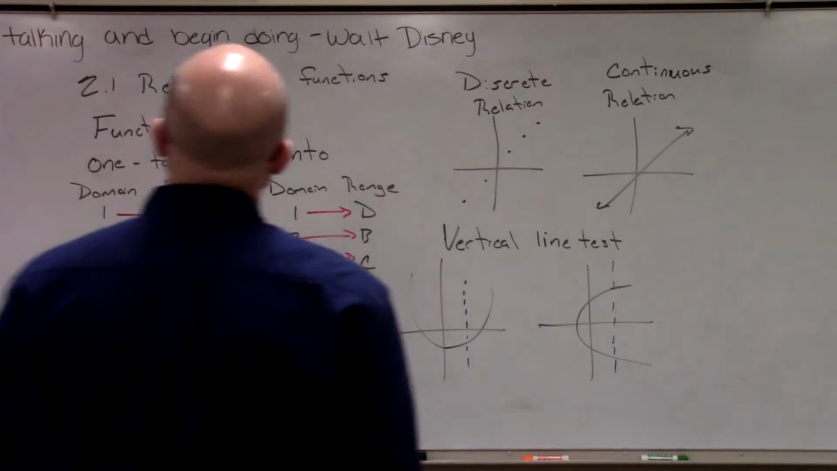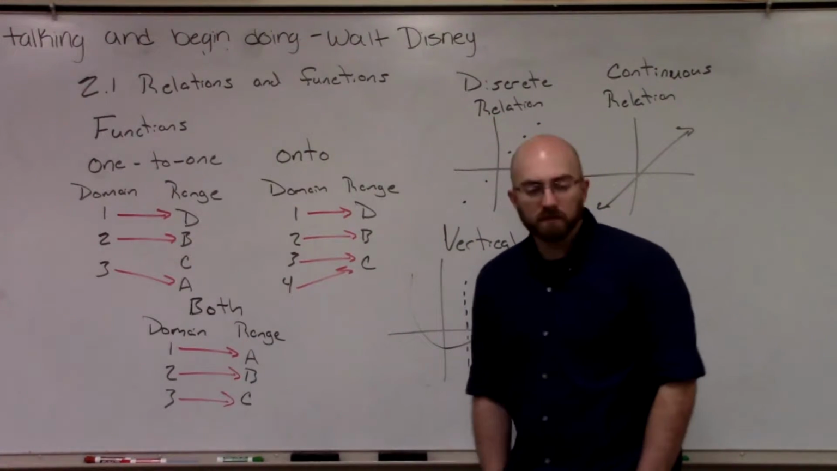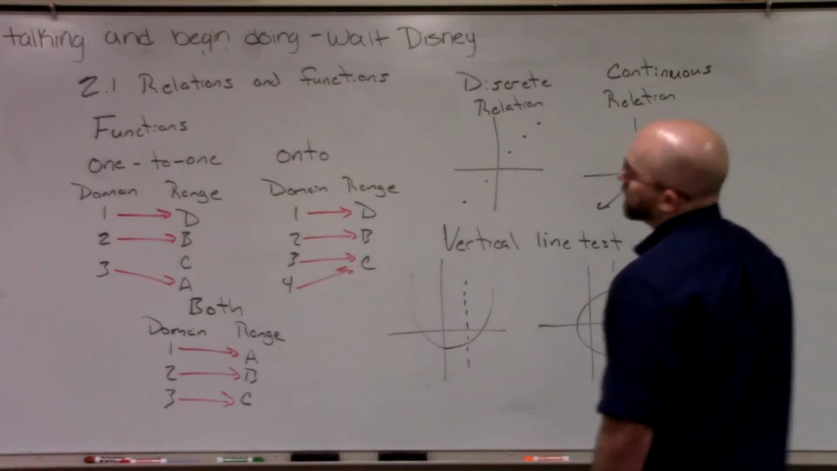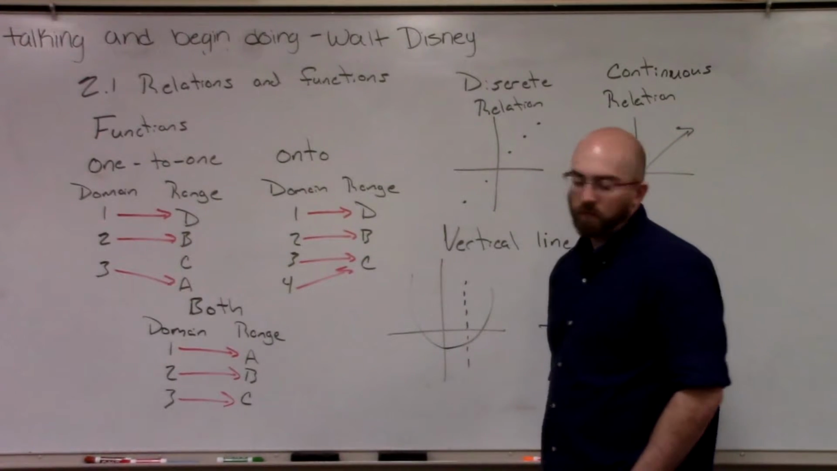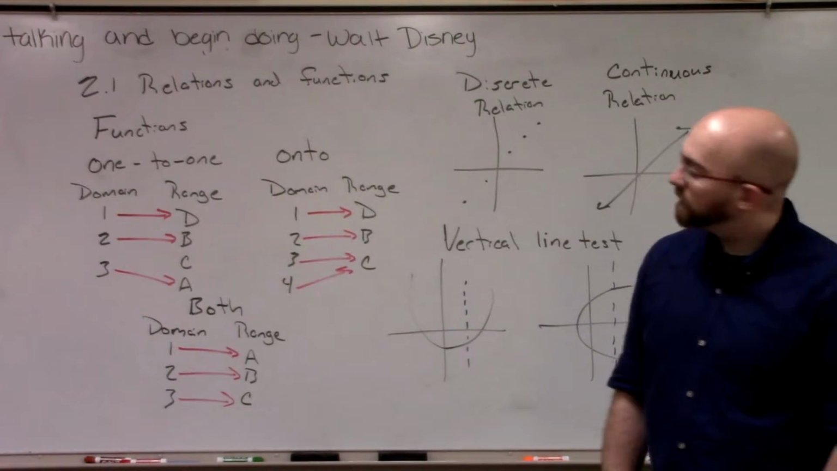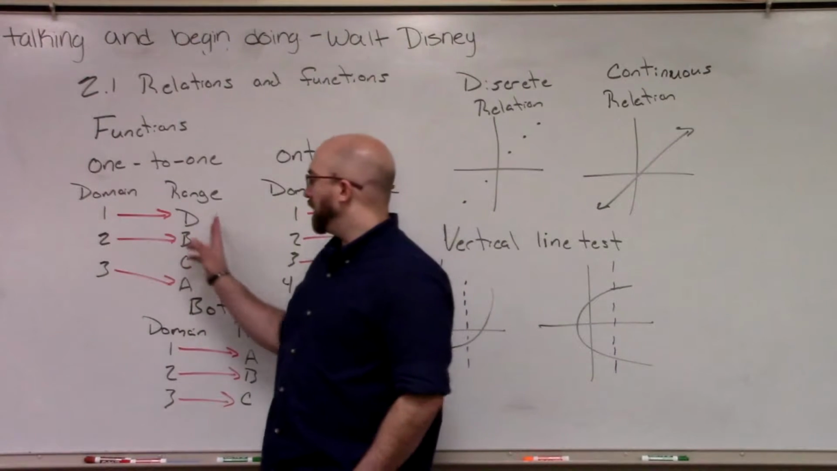Alright, so this is section 2.1, relations and functions in Algebra 2. What I gathered is the most important part is the functions. The first one is one-to-one. It deals with domain and range.